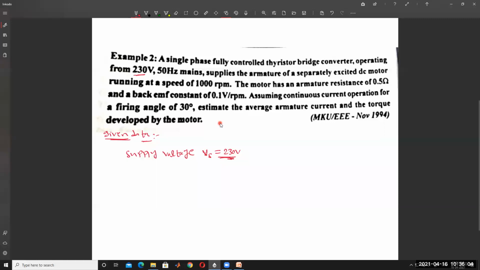And the speed, how much here? 1000 rpm. So speed N is equal to 1000 rpm. And next, the armature resistance is also given. The armature resistance here is 0.5 ohms. Armature resistance RA is equal to 0.5 ohms.